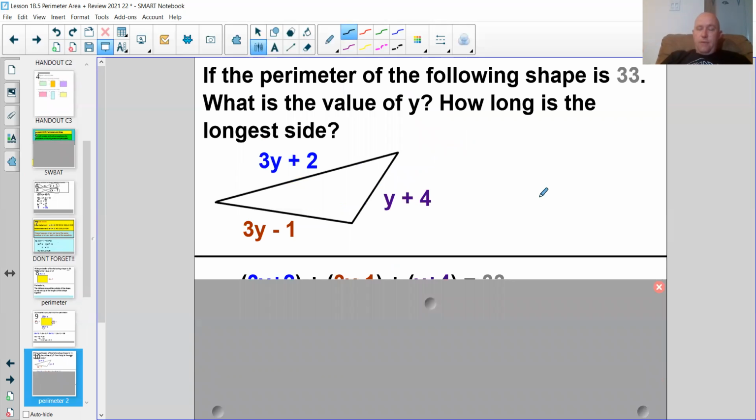Now, if you weren't in class, I would recommend pausing the video at this point and having a try on this question. Same idea, it talks about perimeter. We're going to add all the sides together, and this time it's going to equal 33. All right, let's have a try then.